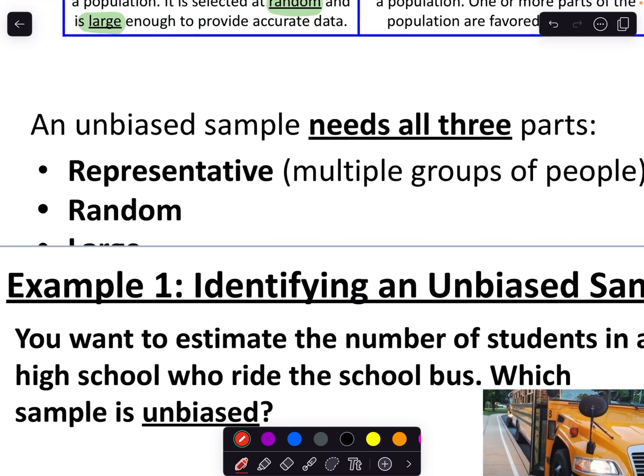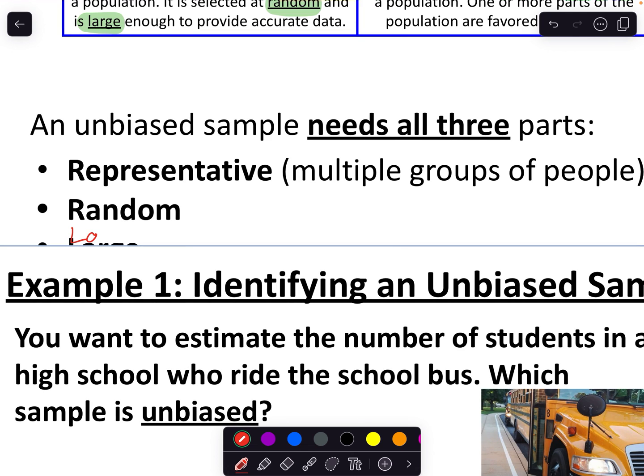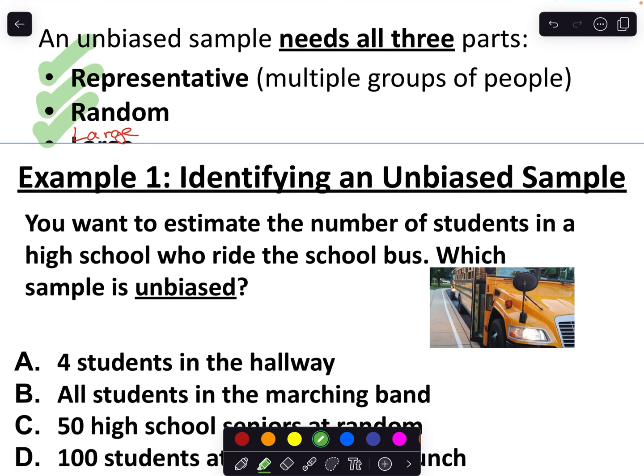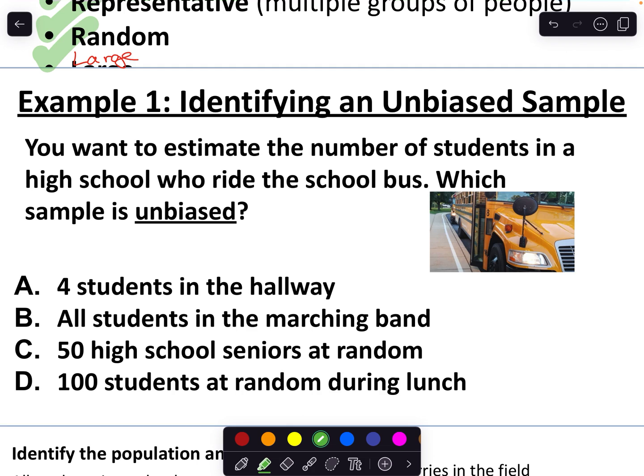So down here, this got a little bit cut off, but this should say an unbiased sample needs all three parts. It has to be representative, random, and large for it to be unbiased, right? Okay, example 1. It says you want to estimate the number of students in a high school who ride the school bus. Which sample is unbiased?